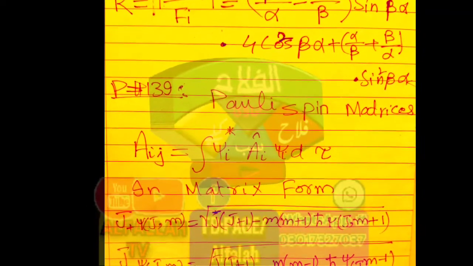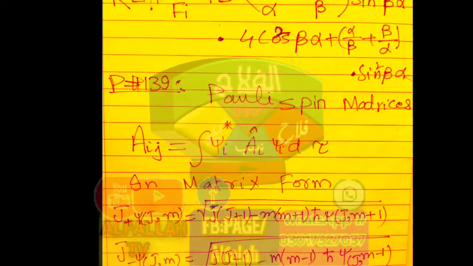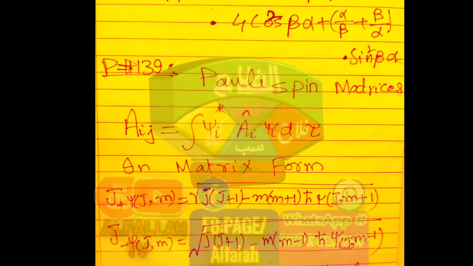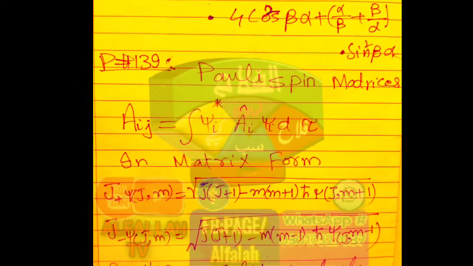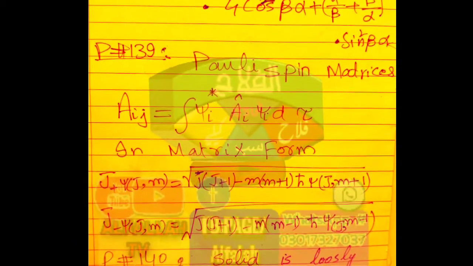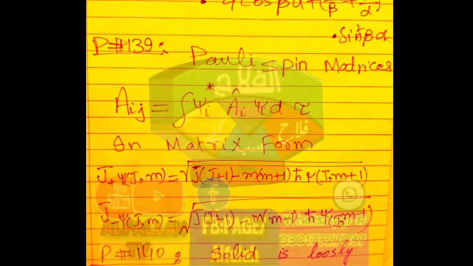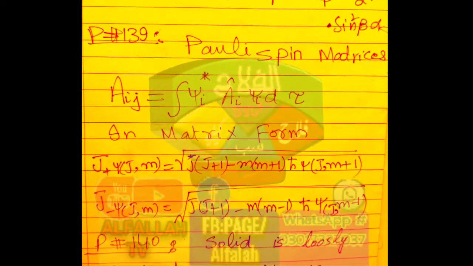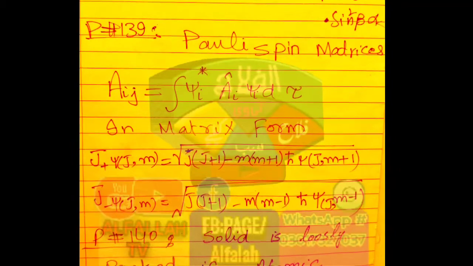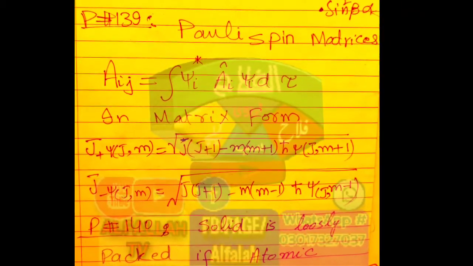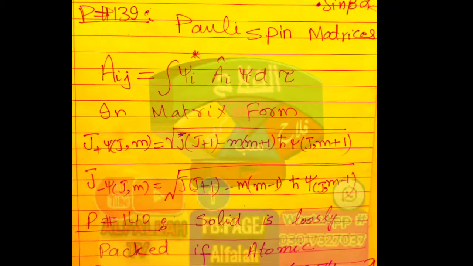Point number 139: all these square matrices are A_ij is equal to the integral of ψ_i* A ψ_j dτ in matrix form. J plus ψ(j, m) is equal to √(j(j+1) - m(m+1)) ħ ψ(j, m+1). J minus ψ(j, m) is equal to √(j(j+1) - m(m-1)) ħ ψ(j, m-1).